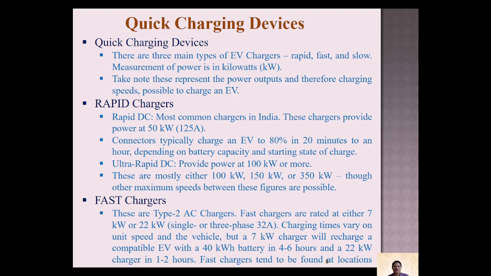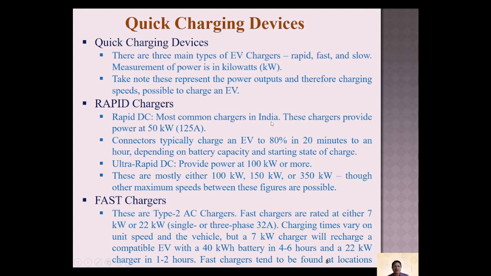The first classification is the rapid charger, that is, rapid DC chargers. In India it uses 50 kilowatt, approximately 125 amps. These connectors typically charge an EV to 80% in 20 minutes to an hour. Depending on the battery capacity and the starting state of charge, whether it is 10% or 20%, the time will be reduced or increased.